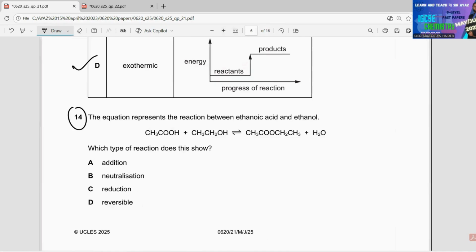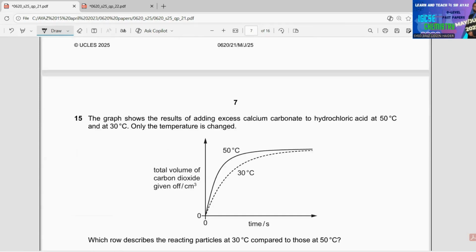14. The equation represents the reaction between ethanoic acid and ethanol. So we have ethanoic acid, and this one is ethanol. Product is ester, that is ethyl ethanoate and water. Which type of reaction does this show? A, addition. It's not addition because in addition you will get only one product. B, neutralization. In neutralization you will get salt plus water or only salt. It's not producing salt here. C, reduction. It's also not reduction. D, it's a reversible reaction. This one is correct. So D is the right answer in this case. 15.